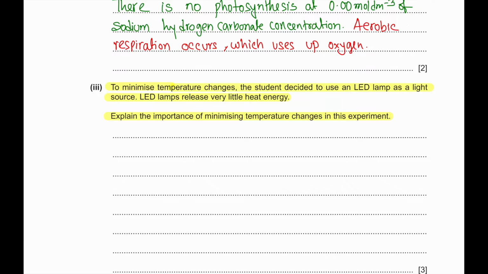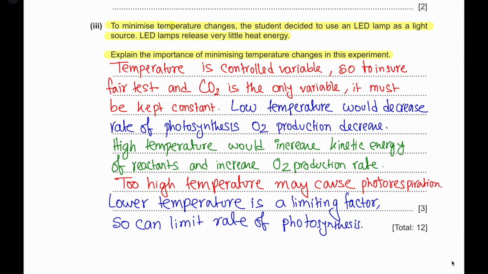kept constant. Low temperature would decrease the rate of photosynthesis and oxygen production would decrease. High temperature would increase kinetic energy of reactant and increase O2 production. Too high temperature may cause photorespiration. Lower temperature is a limiting factor, so can limit the rate of photosynthesis as well.